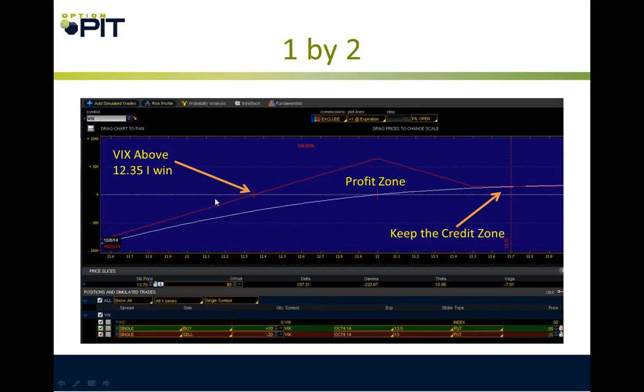So here's what the P&L zone looked like. Above 13.5, I just kept my credit. Below 12.35, I could lose money. But if it fell into my profit zone, which is really the big part of its trading range over the last 6 months, I could do really well. And so I like this as a bull and bear trade far better than selling a put spread in VIX.